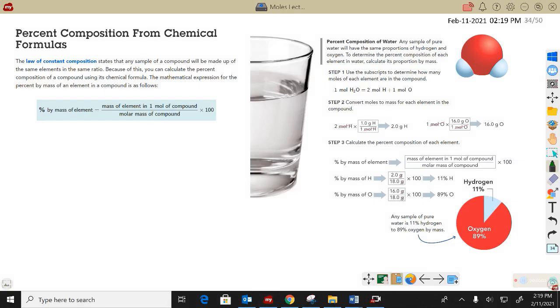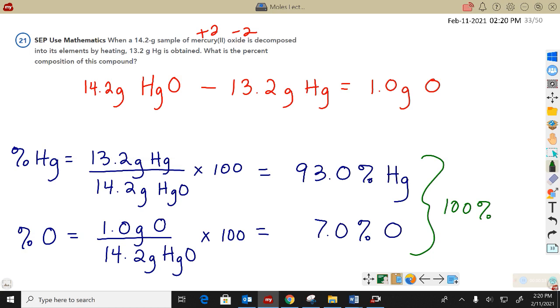We've started looking at this concept of percent composition, which is like any other percent, a part divided by the whole, but now we're applying it to chemistry. In the last example, where we had this mercury oxide compound, and they started with 14.2 grams and heated it in the lab and found that there were 13.2 grams of mercury remaining, we were able to use lab data to figure out an experimental percent mercury and percent oxygen in the original mercury oxide compound.